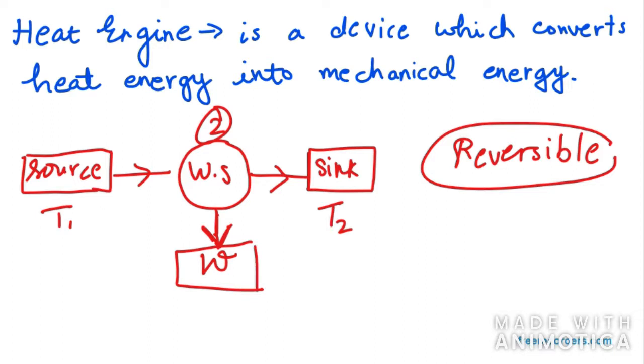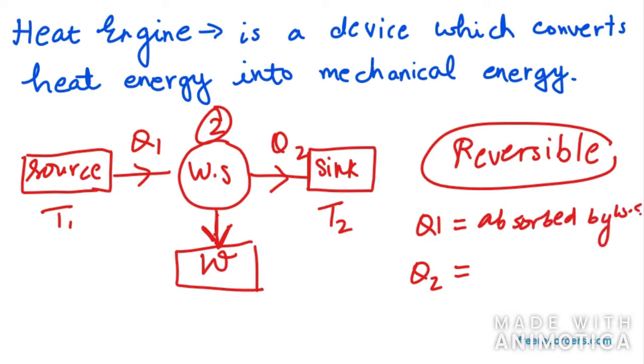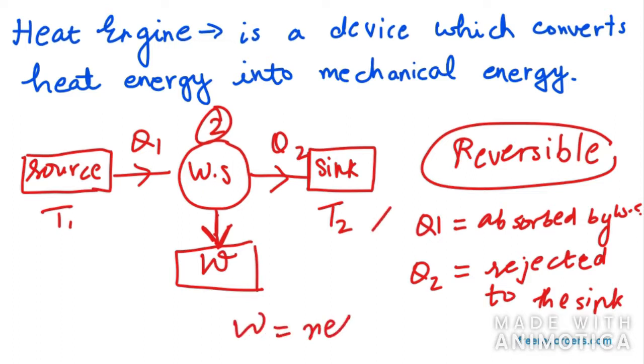So here we get all the work done, and whatever is the waste we get at the sink. Q1 is here, Q2 is here. Q1 is the amount of heat absorbed by the working substance, and Q2 is the amount of heat rejected to the sink at T2 Kelvin. So this is the absorbed heat, by the working substance. Q2 is the amount of heat rejected to the sink. And W is the net work done by the working substance. So this is what we need, basically the important part of the heat engine.